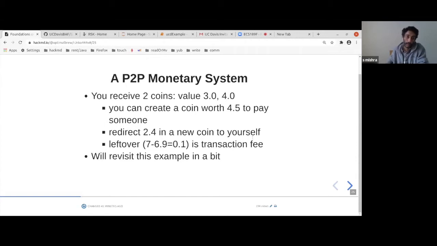Let's have a simple example here. Someone gives you 2 coins worth a cumulative 7 Bitcoin. That's a lot of money these days. It's about $10,500, I think, today's price per Bitcoin in dollars. So what you can do is create a coin using these 2 as inputs and pay 4.5 to someone. Of the remaining, you can redirect 2.4 to yourself in a new coin. And whatever little residual amount is left, 0.1 is not so little anymore, it's still $1,000, goes as a transaction fee to people who create blocks in the blockchain. We'll come back to this example in a little while.